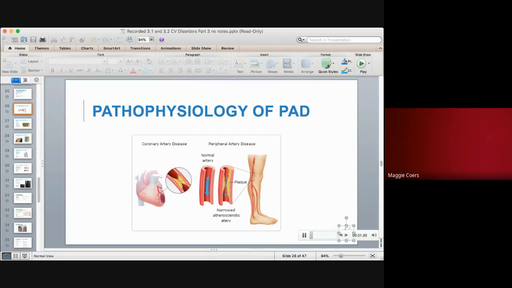So this slide really is just a side-by-side comparison of coronary artery disease and peripheral artery disease. They are almost identical, right? And it's the same pathology.